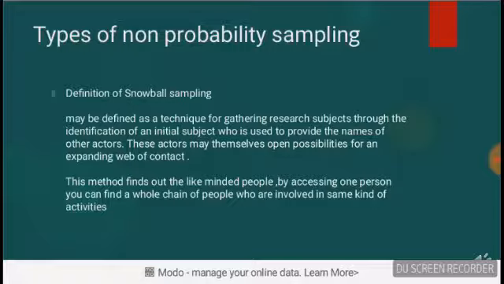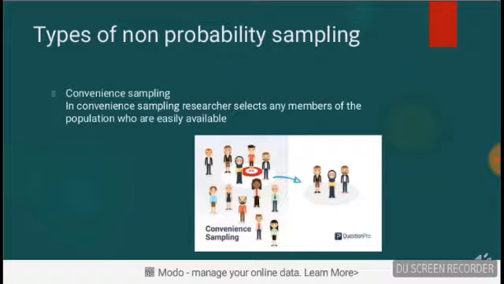Definition of snowball sampling. Snowball sampling may be defined as a technique for gathering research subjects through the identification of an initial subject who is used to provide the names of other actors. These actors may themselves open possibilities of an expanding web of contact. This method finds out like-minded people. By accessing one person, you can find a whole chain of people who are involved in the same kind of activities.